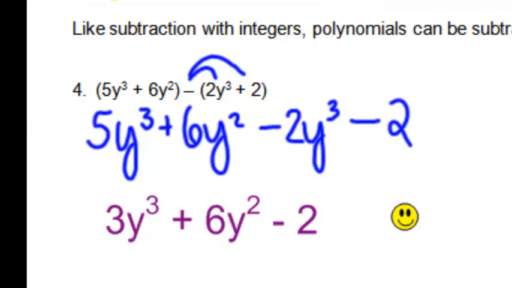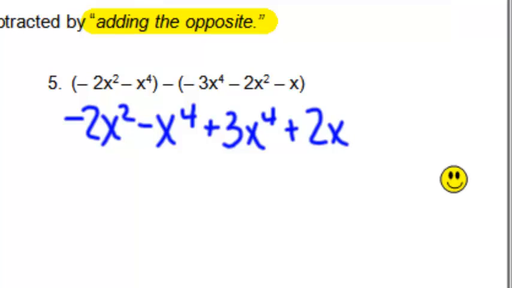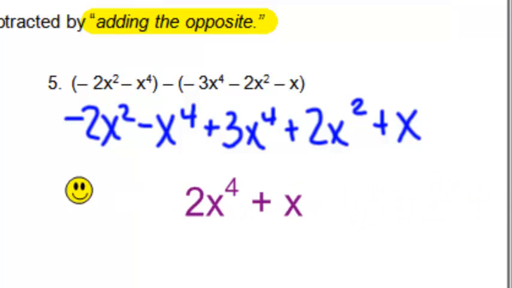Why don't you go ahead and try the next one and come back and check with me. Rewrite it. So if I rewrite that, it's negative 2x squared minus x to the fourth plus 3x to the fourth plus 2x squared and plus x. If you combine like terms, you should get 2x to the fourth plus x.